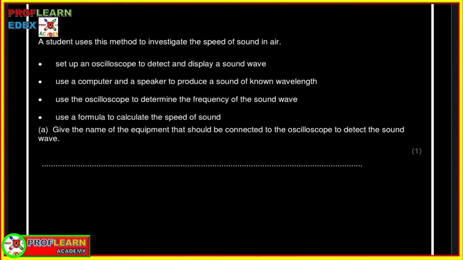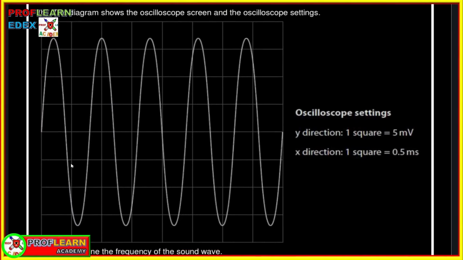A student uses this method to investigate the speed of sound in air. Set up an oscilloscope to detect and display a sound wave. Use a computer and a loudspeaker to produce a sound of known wavelength. Use the oscilloscope to determine the frequency of the sound wave. Use the formula to calculate the speed of sound. We are supposed to give the name of an additional equipment that is required in this case, and actually that is an instrument that can pick up sound, which is a microphone.